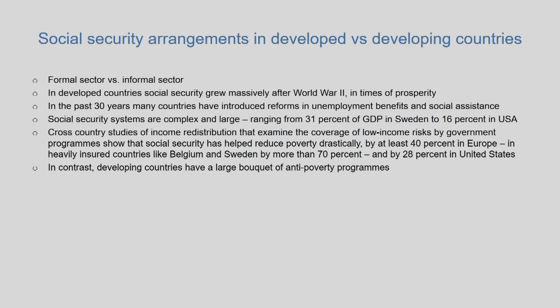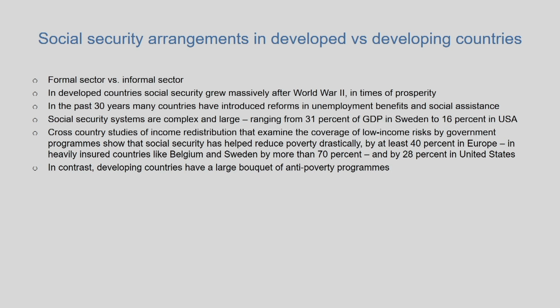And one of the characteristic features of the developed countries is that social security grew massively after the Second World War, and in the past 30 years many countries have introduced reforms in unemployment benefits and social assistance. In developed countries, social security covers workers and their dependents against old age, unemployment, health and other risks. Social security systems are complex and large. It may range from 31% of GDP in Sweden to about 16% in USA.